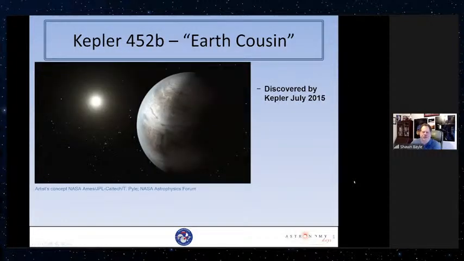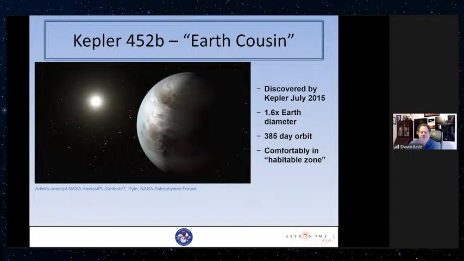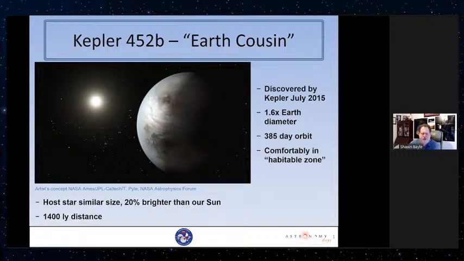And here's a few examples. We call it Kepler 452, a lot of people call it the Earth cousin. So the artist rendering makes it look an awful lot like Earth. It's 1.6 times our size. And lo and behold, we're 365 days. Its year is 385 days. Comfortably in the habitable zone around a star that's just a little brighter than our sun. And here's the answer to the earlier question. It's about 1,500 light years away.